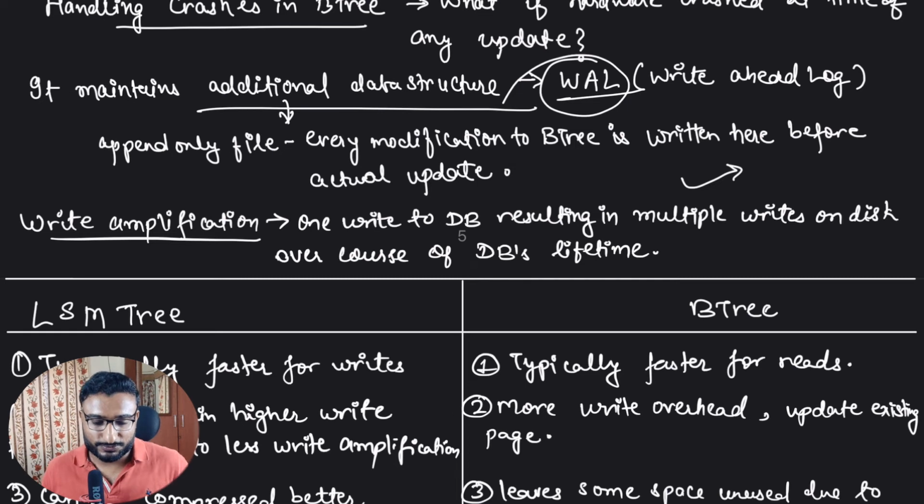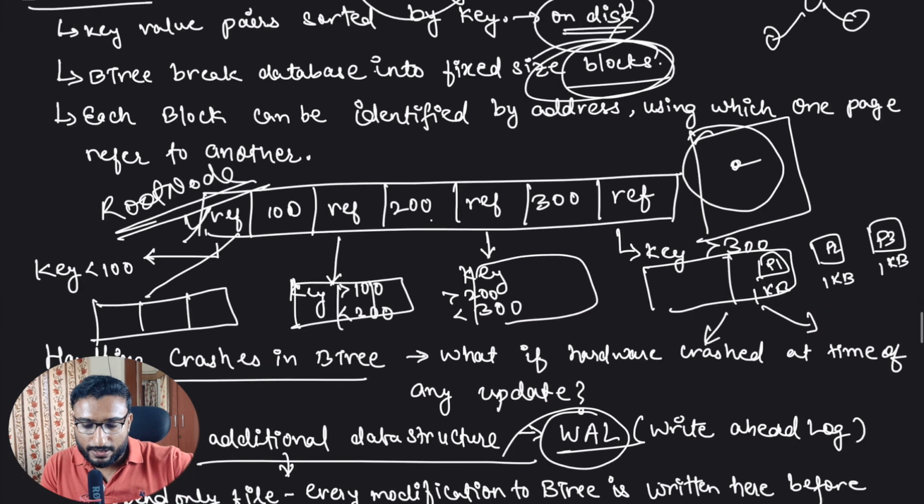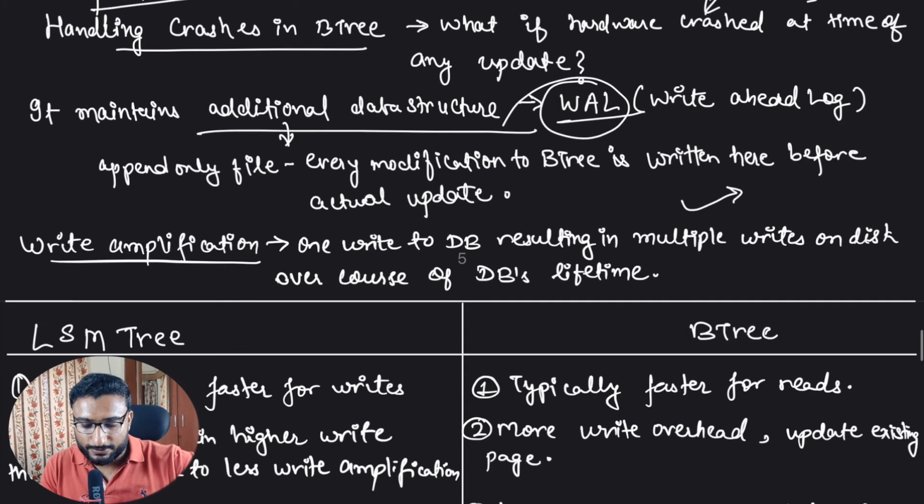ठीक है. So this is a very good, very basic description of B tree, how the data is stored, how the data is retrieved, and how you handle the crashes. Now there is one specific thing which we will discuss during the comparison, write amplification. This will be used in our comparison. So what is write amplification? So let's say you are updating any values in a DB. ठीक है.